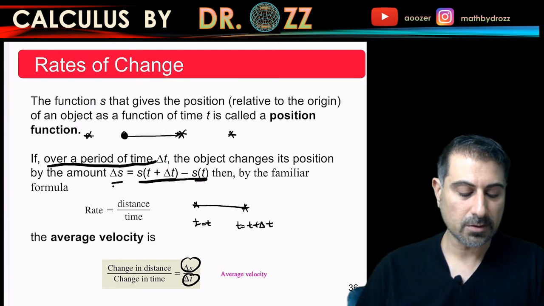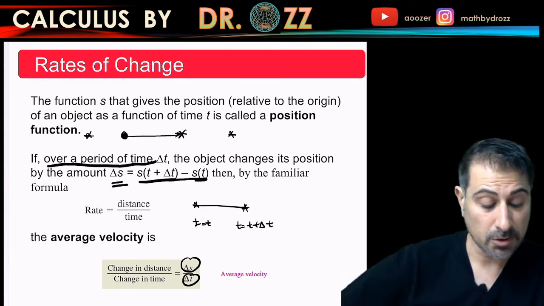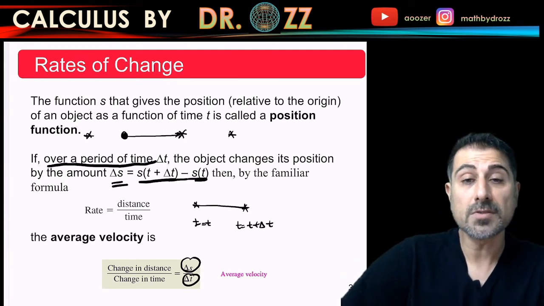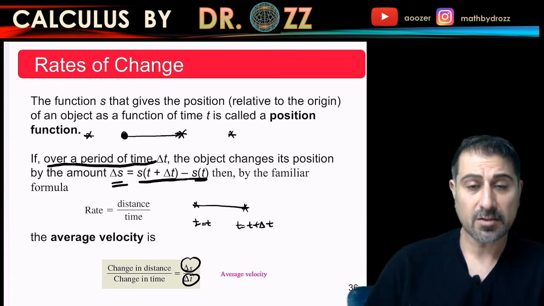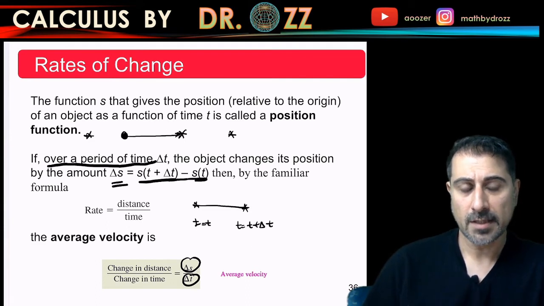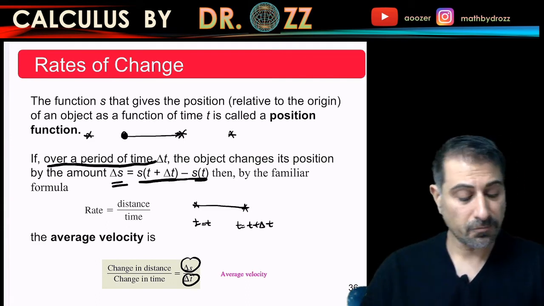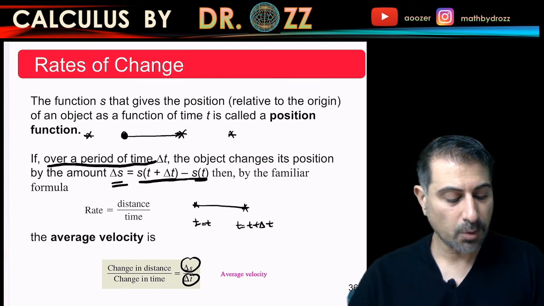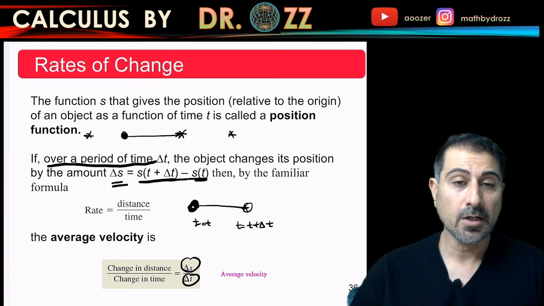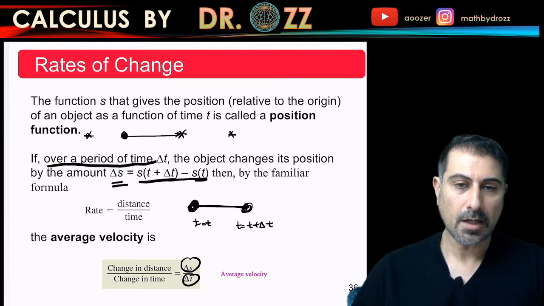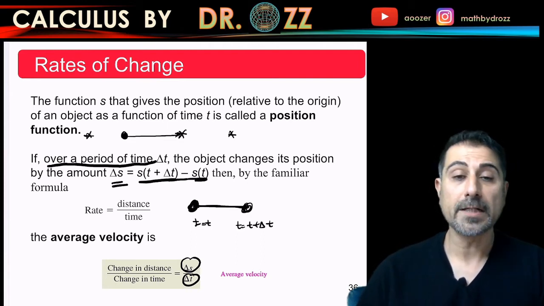So delta s here is the difference of the positions from the time t equals t to t plus delta t. This is again a pre-calculus concept, and we are not even talking about the derivative concept yet. This is called the average velocity from this point to this point, because I travel from here to here. So my average velocity is found by this formula.